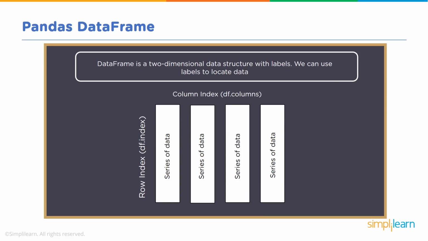And then a data frame is a two-dimensional data structure with labels. We can use labels to locate data. And you can see here, if we go back one, we had our index 1, 2, 3, 4, 5.